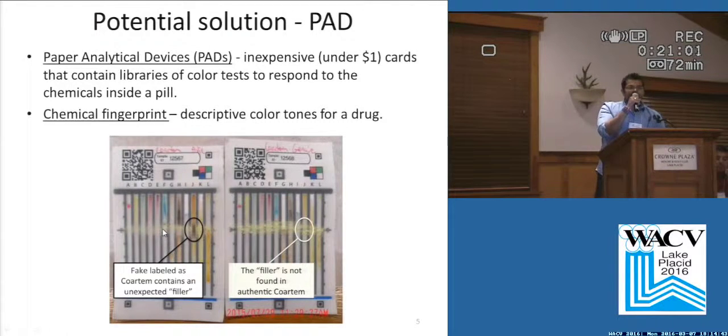And what we do is, instead of looking at the appearance of the drug, we look at the chemical composition of the drug by crushing the drug and swiping it across these cards. When it comes in contact with water, it produces a set of colors on reacting with the reagents. These color descriptors can be used as the chemical fingerprint for this drug. And the fake version of the same drug produces subtle differences, which can be used to detect them, as you can see from this example.